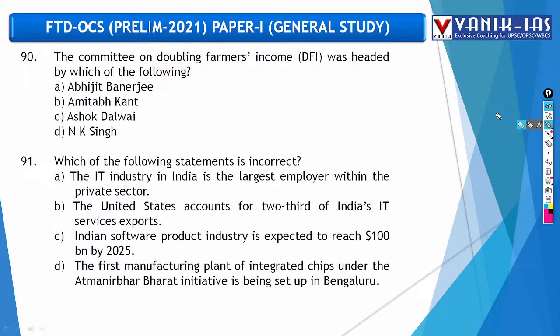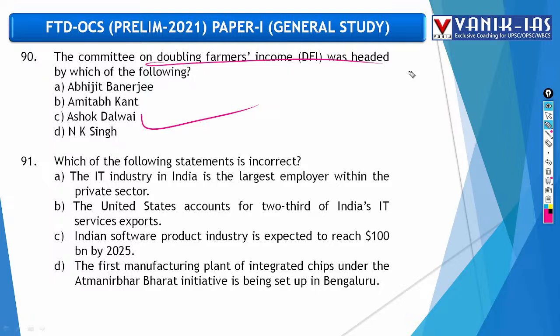The Committee on Doubling Farmers' Income (DFI) was headed by Abhijit Banerjee, Amitabh Kant, Ashok Dalwai, or NK Singh? This is the Ashok Dalwai Committee. That is Doubling Farmers' Income. The Ashok Dalwai Committee was established.